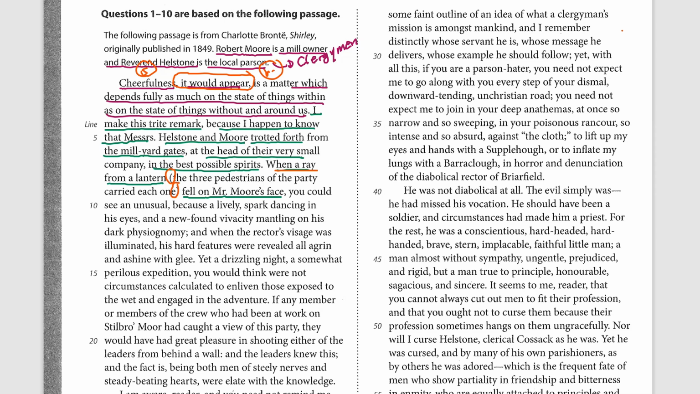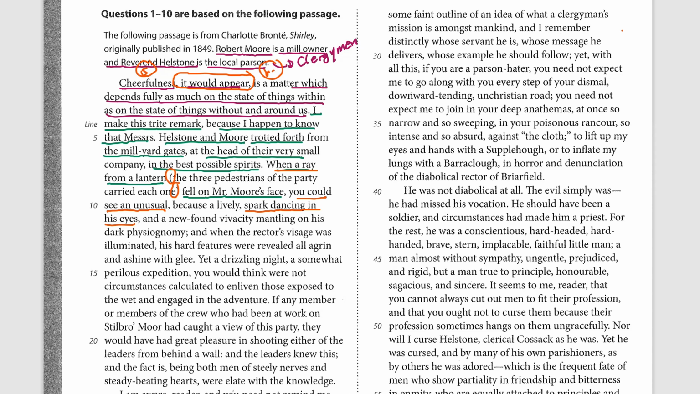When a ray from a lantern fell on Mr. Moore's face, you could see an unusual spark dancing in his eyes. Because of a lively, forget about it, two commas, so this is non-essential. So do what with it? You could see an unusual spark dancing in his eyes. You know when the light comes on the eyes, you find it's sparkling in the eyes.